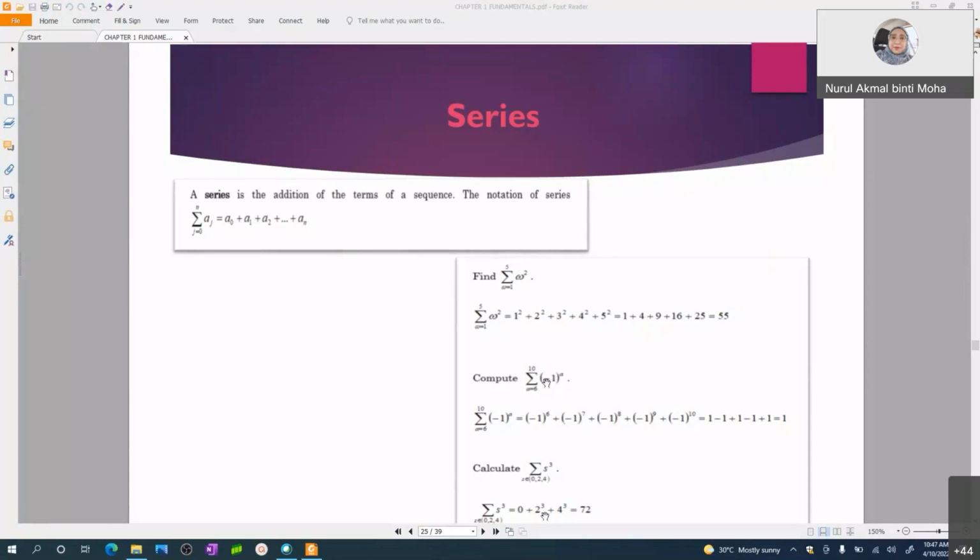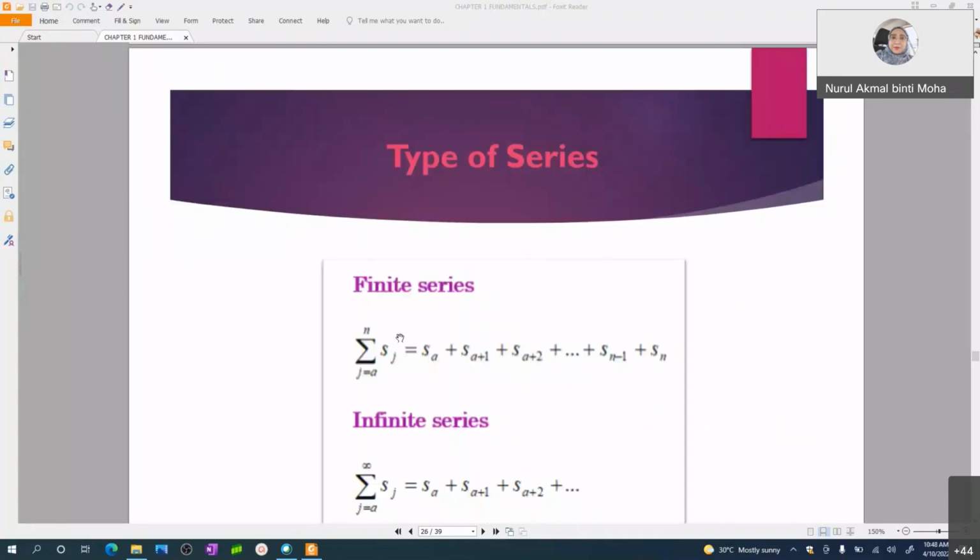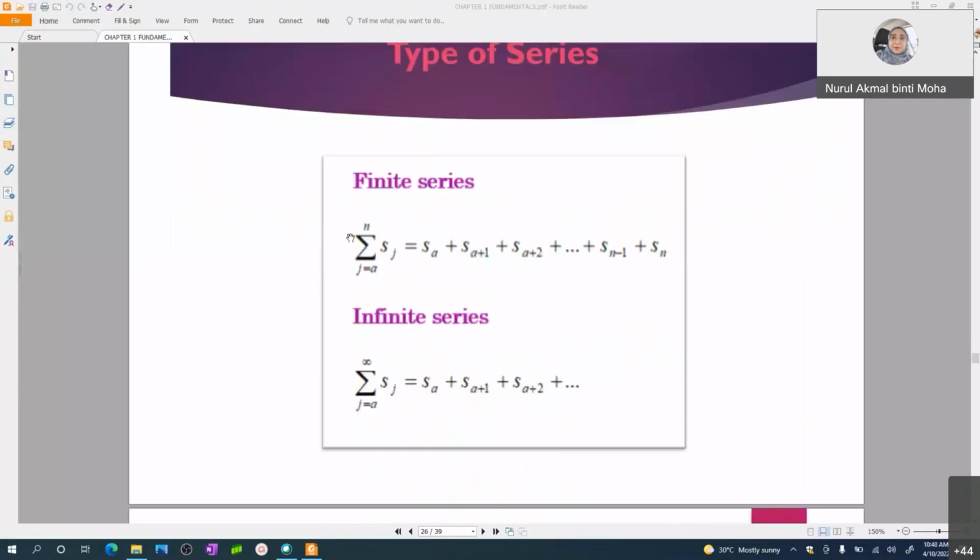And then we have two types of series. One is finite series. For the finite series, the summation will stop based on this number, the upper value on the sigma symbol. But for the infinite series, you will have infinity here. Okay, so that's why when you write the infinite series, you will have the plus dot dot dot. It means that it will continue. Okay, so that's it about finite and infinite series.